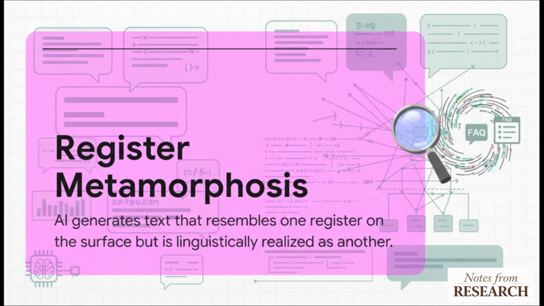And the observable result of this deficit is what the author calls register metamorphosis. This is what happens when an AI produces text that, on the surface, might look like one thing, say a conversation, but its underlying linguistic features and communicative function actually belong to a totally different register, like an FAQ document. The result is this kind of distorted, hybridized Franken register that imitates the form without fulfilling the function.